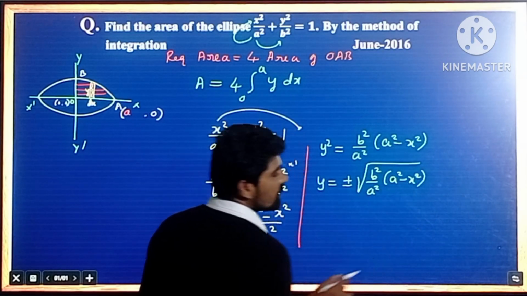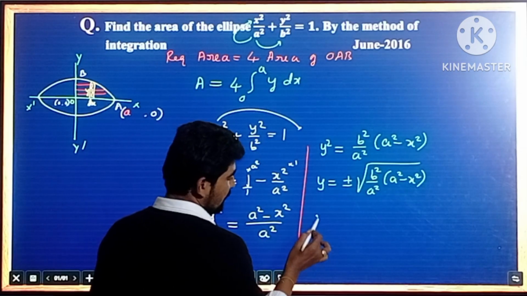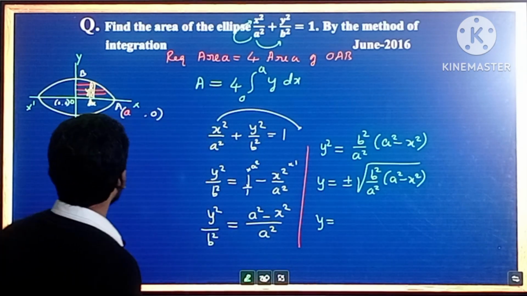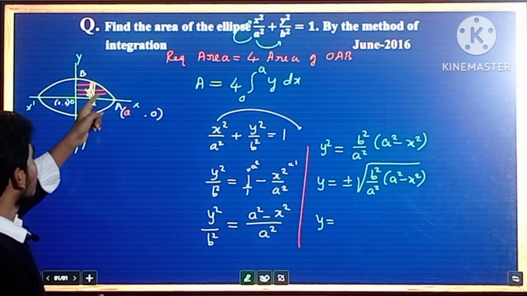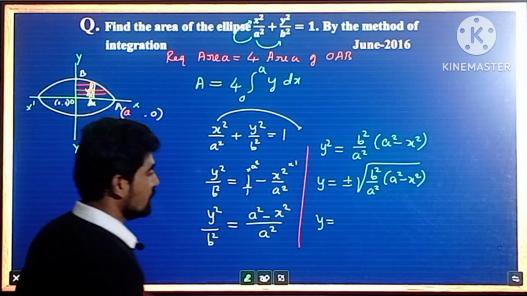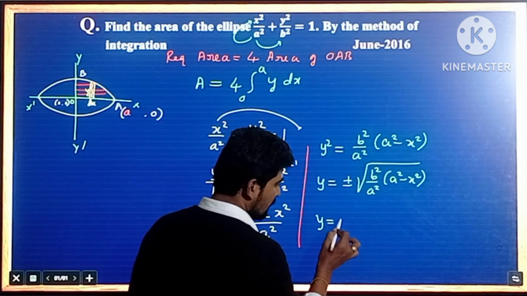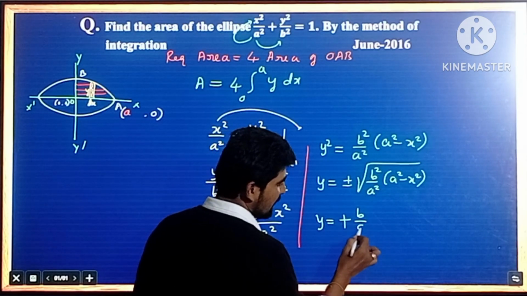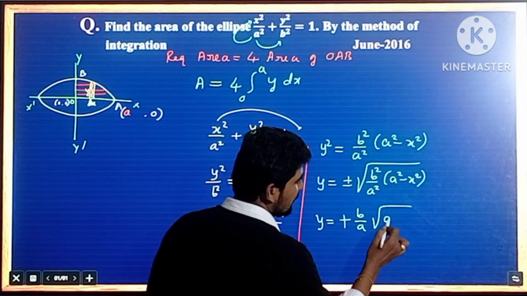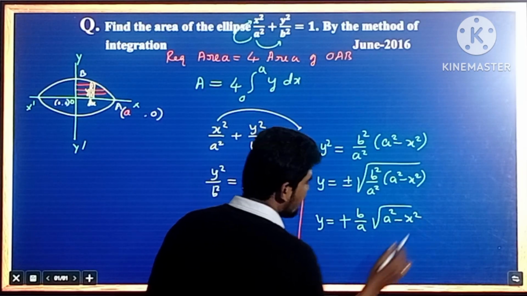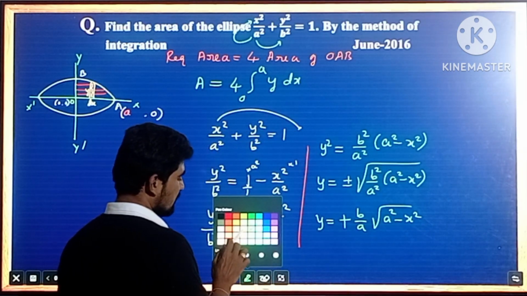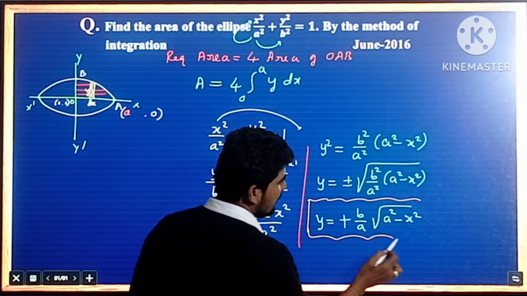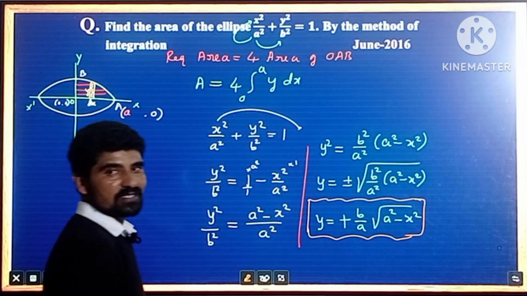Hence, the value of y is equals to, I am going to take only the positive value because we are finding area in the first quadrant. In the first quadrant, y is positive. Therefore, y is equals to plus square root of b square by a square, which is b by a into square root of a square minus x square. Therefore, finally, we got the value of y. Value of y is b by a into square root of a square minus x square.